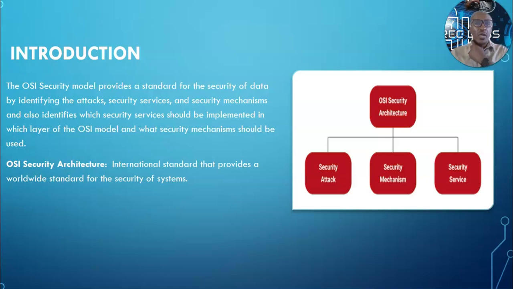So the OSI security model is a standard used for security to identify the attacks, the security services, and at the same time the security mechanisms. This model is an international standard that provides a worldwide standard to analyze the security of a system. These models usually have three components. The first component is the security attacks. Then we go to the security mechanisms. Then we deal with what we refer to as the security services.